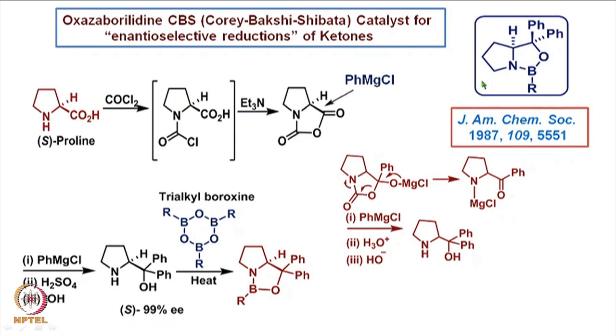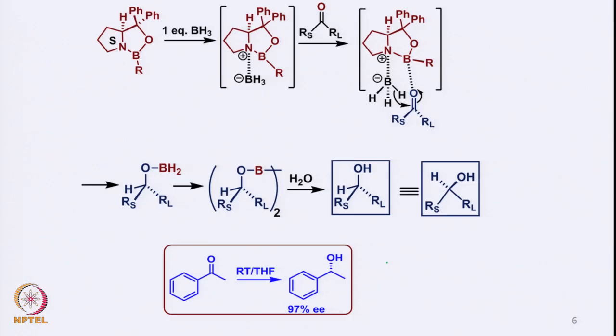So, this particular Corey-Bakshi-Shibata catalyst can then be utilized for the reduction of ketones along with a reducing agent such as diborane or any other boron reducing agent. Now, when we take such a bicyclic ligand and react with, say, borane, the nitrogen lone pair of electrons from here interacts with the electrophilic borane and forms this intermediate, and this is the intermediate that is very important.